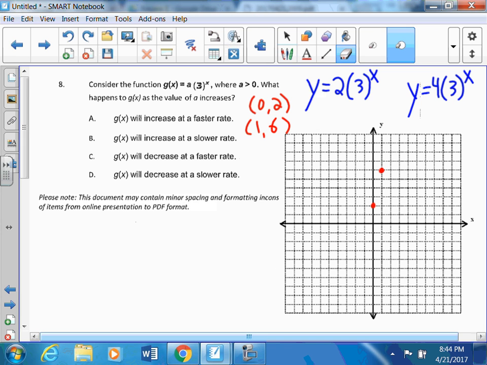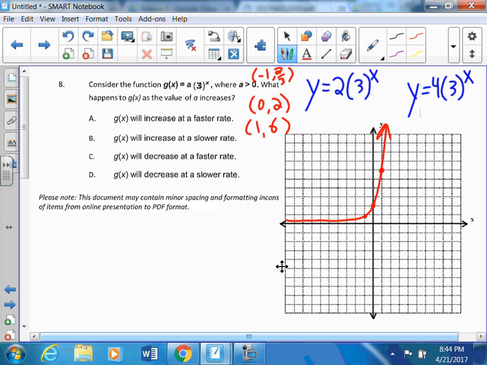And then I'm going to plug in, maybe I should have plugged in -1. 3 to the -1 power is 1/3. And then 2 times a third is 2/3. So -1, up 2/3, right here. So I think the graph of this is just going to look like that right there.